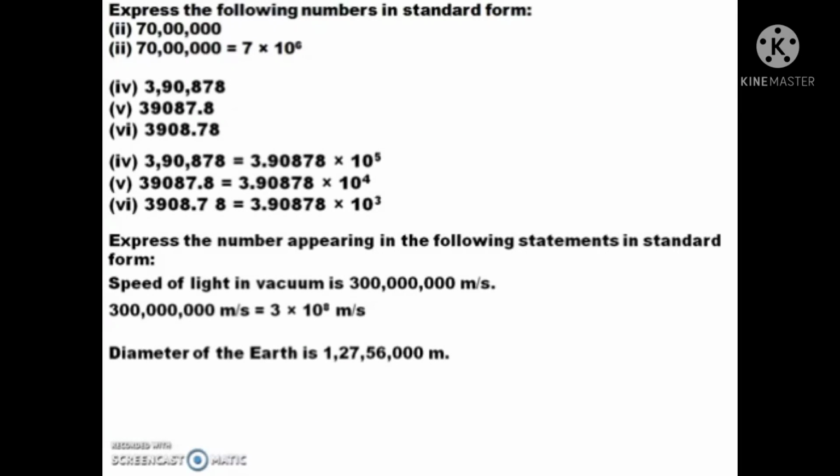Now, diameter of the earth is, how will you read this? 1 crore 27 lakhs 56,000 meter. So till the second number you will count: 1, 2, 3, 4, 5, 6, 7. So how will you write? 1.2756 into 10 raised to 7. Now you will be thinking, where have these 3 zeros gone? If it is 0, you can avoid writing that. So you can write 1.2756 into 10 raised to 7 meter.